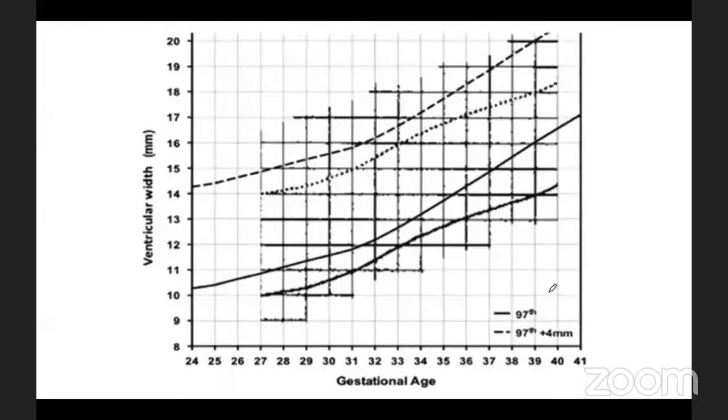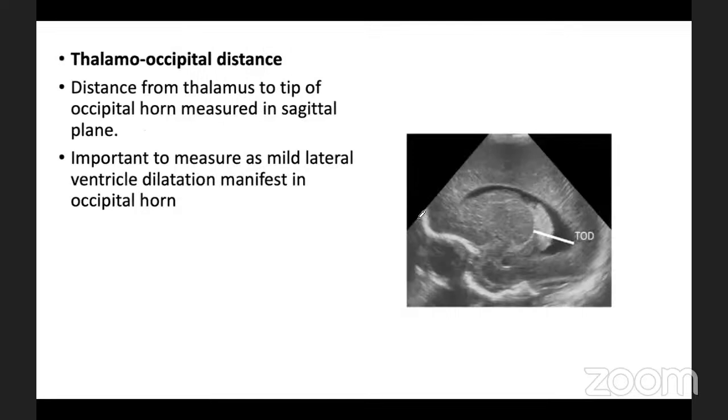Once you have taken this ventricular index, there are graphs on which you plot, where the horizontal line represents the gestational age and the vertical line is the ventricular width, wherever it points. So it will give you the centile for that width. Sometimes we also measure the thalamo-occipital distance, which is the distance from the thalamus to the tip of the occipital horn. And this is also measured.